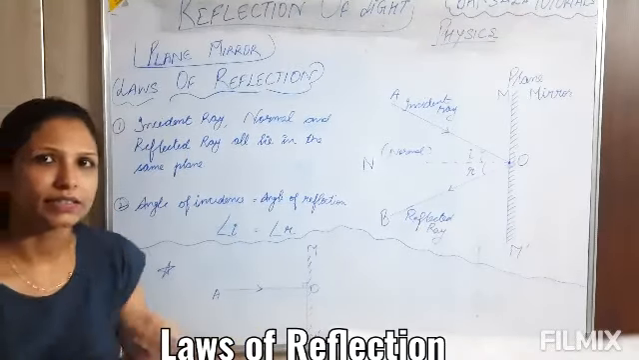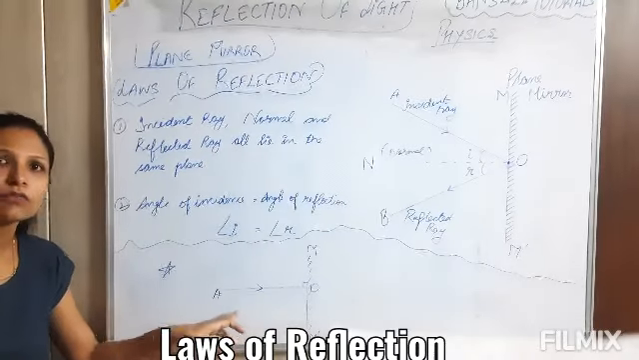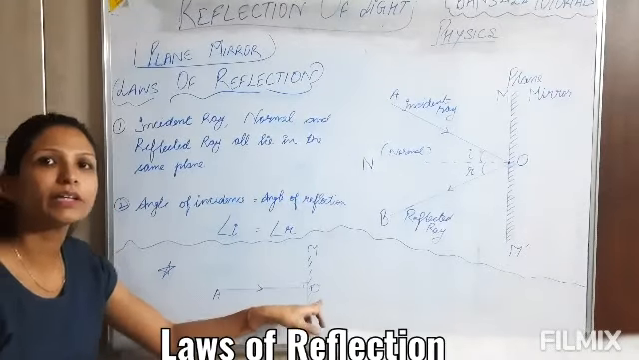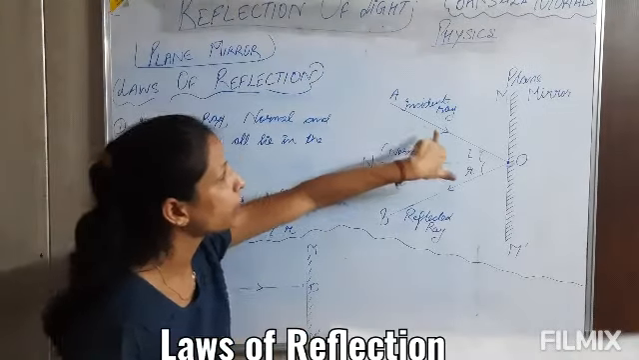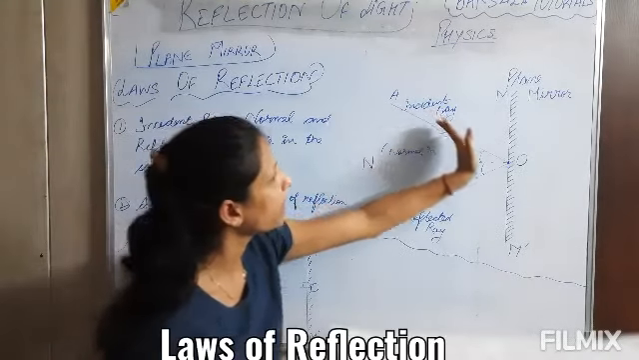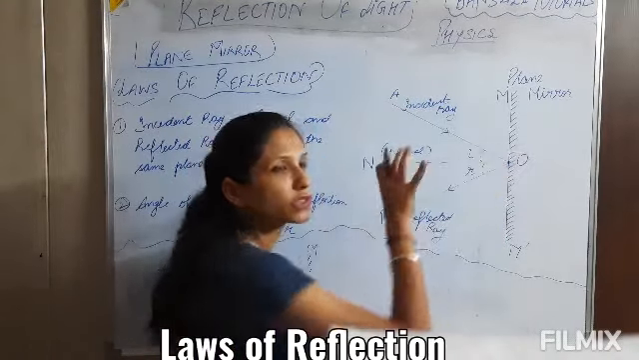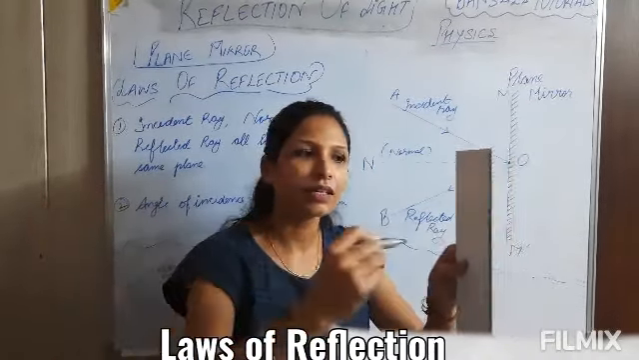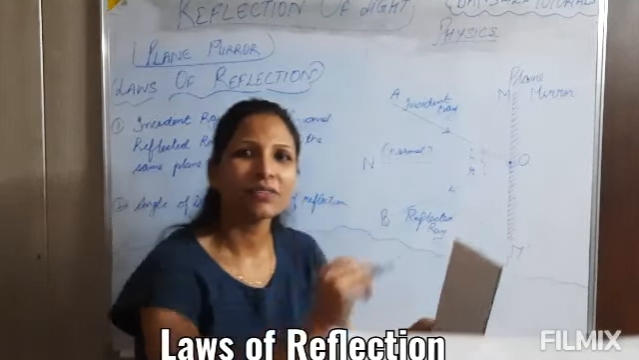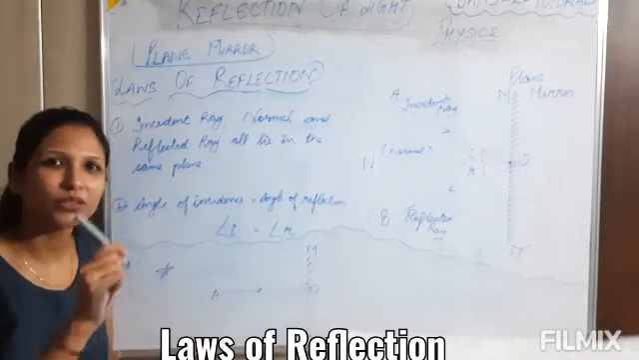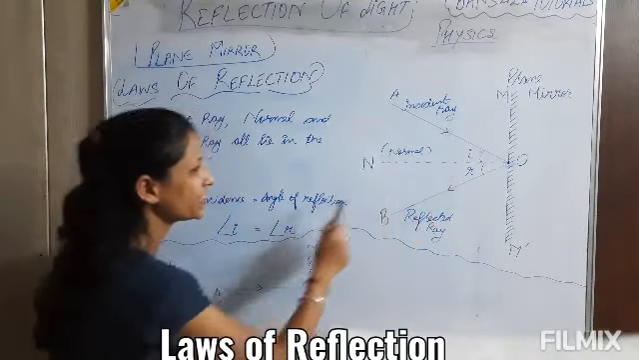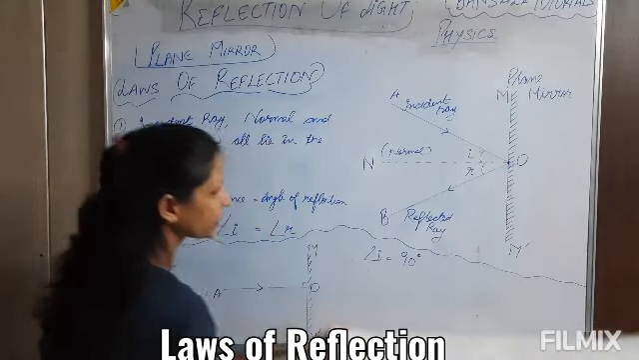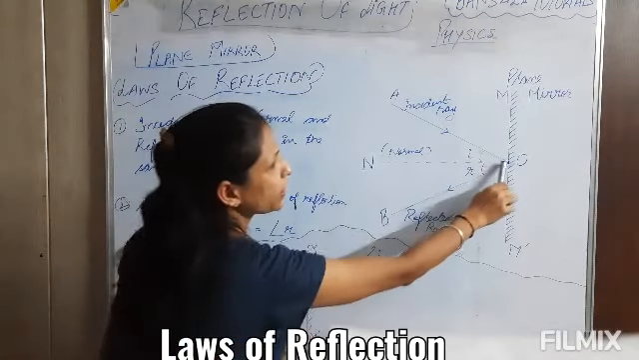Now there is another case. Suppose our incident ray falls perpendicularly, means at 90 degree to the plane mirror. Here we drew the incident ray at some angle with the plane mirror. It was striking obliquely on the plane mirror. But suppose the incident ray is striking perpendicularly to the plane mirror, then where will the reflected light go? Yes, again you will apply the second law. Angle of incidence is 90 degree. It is 90 degree because it is falling on the normal itself.